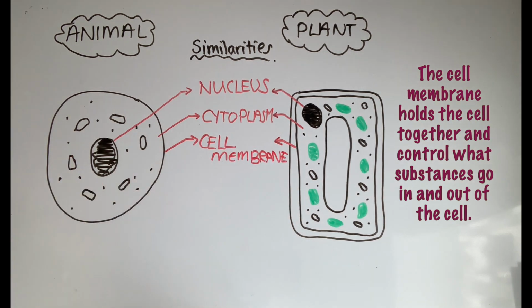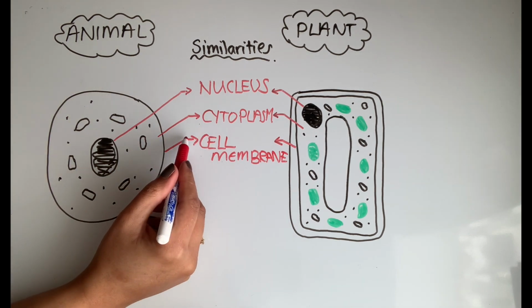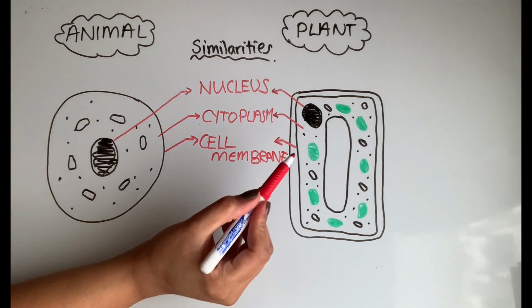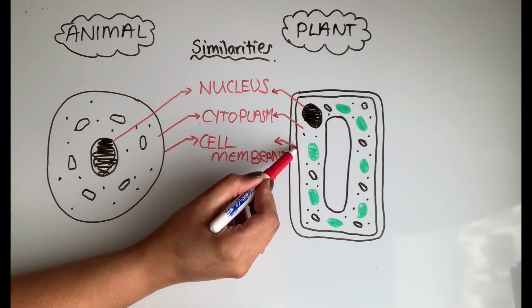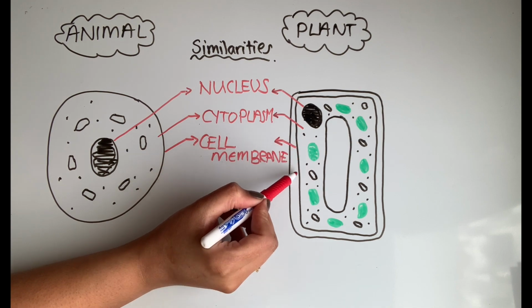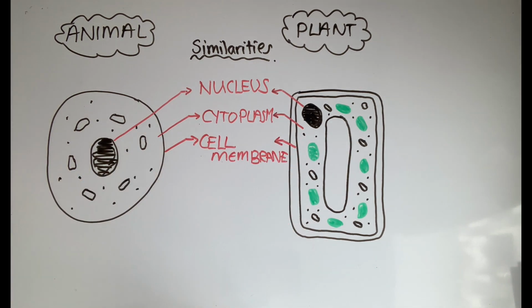Now, this part here is easy to label on the animal cell, but it's important when you're labeling this on the plant cell that it's the inside part. It's not the outside part. The cell membrane is this inside part here. And that's what's going to hold the cell together and control what goes in and out of the cell.